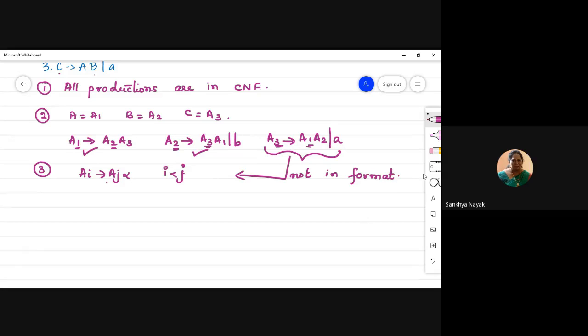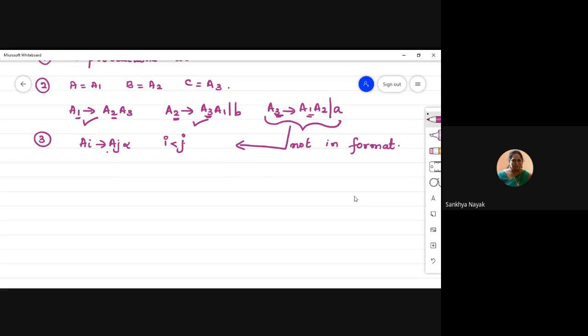So how do I do the conversion now? Again substitution, right? Because you have A3 derives A1, A2 or A, this A1 I am substituting with the right hand side of A1. So now it becomes A3 derives... What is the right hand side of A1? It is A2, A3, and then this is A2 or A. But again, the left hand side and right hand side still don't satisfy the rule of I needing to be less than J. Here I is still greater than J. 3 is still greater than 2. So what do I do?